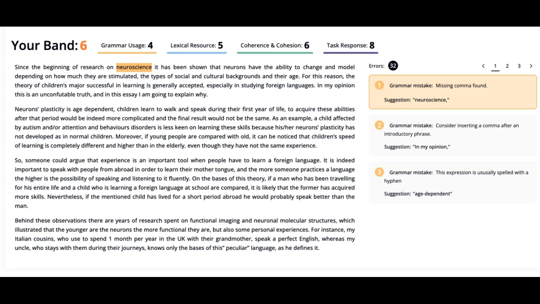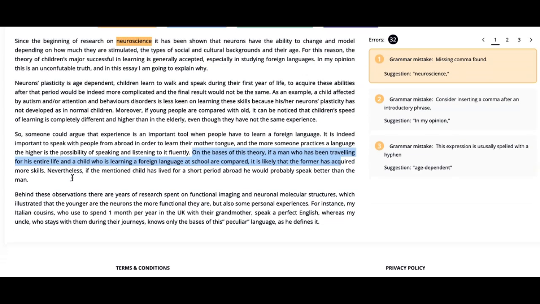On the basis of this theory, check your spelling, the basis. If a man who has been traveling for his entire life and a child who's learning are compared, it is likely that the farmer has acquired more skills. Okay, so we're going a little bit off topic again. You know, I like the idea. We've got a hypothetical example there. But I think it's getting a bit too complicated, especially if you've got a second one in the next sentence. So definitely use conditionals for your paragraphs and hypothetical statements. They're great, but try and make sure they're on topic.